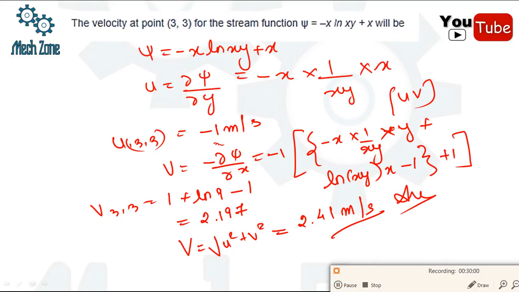तो यहाँ पर जो हमारी वेलोसिटी की वैल्यू आ रही है, it is coming out to be 2.41 meters per second. Now let us attempt the next question.